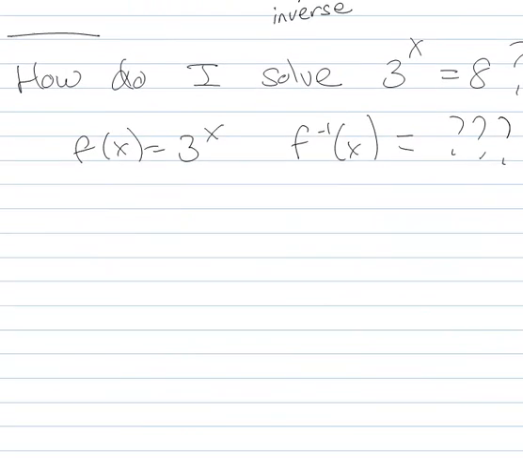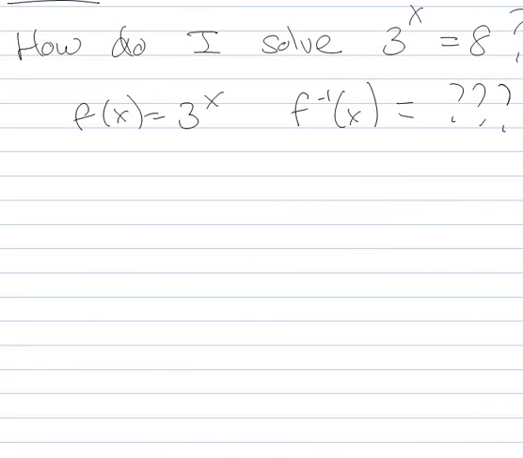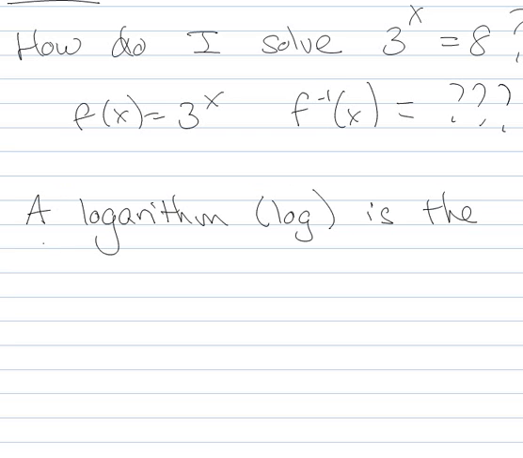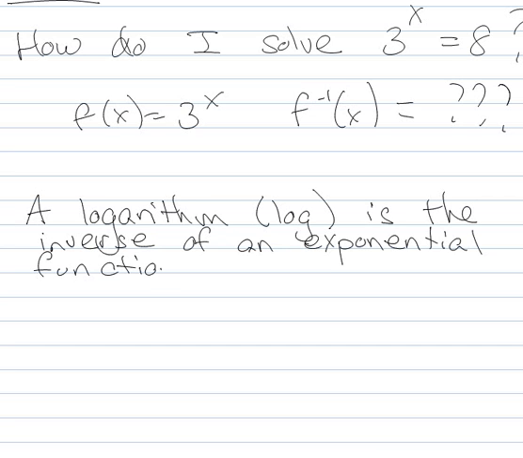So you're not alone. Nobody had an inverse function for this. So finally, they came along and said, we got to come up with something. So they made up a new function, and this function is called a logarithm. I'm going to call it log from now on because I'm super lazy. A logarithm is, in fact, the inverse of an exponential function. So the only way to undo an exponent is to take the log of it.